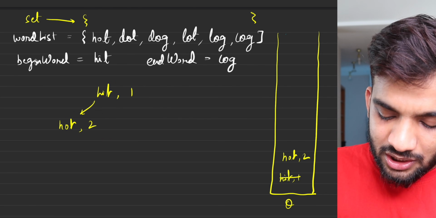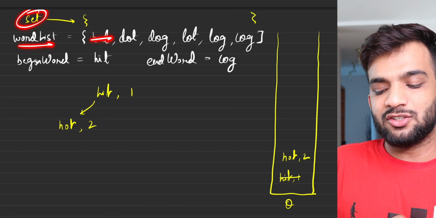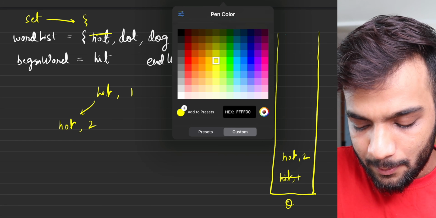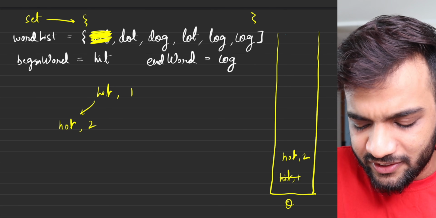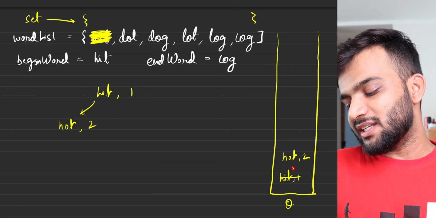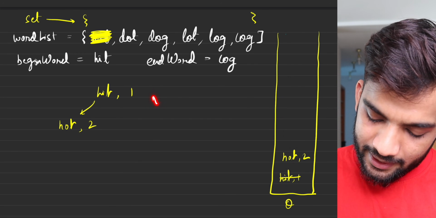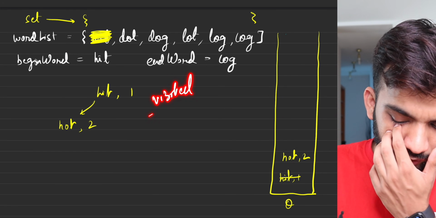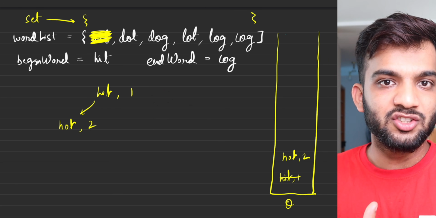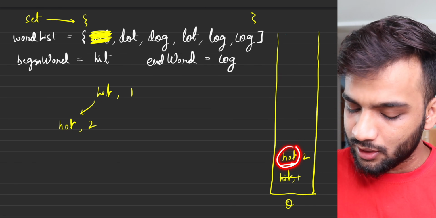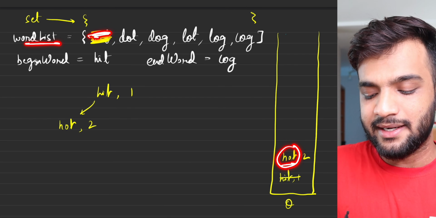Now, do you keep the hot in the set data structure? The answer to that is no. Because if you remember, in a BFS algorithm, whenever I visited the nodes, I used to mark them as visited. But over here, we are not using anything such as visited. So what I will do is say, okay, we got hot, so we will remove it from the set data structure.